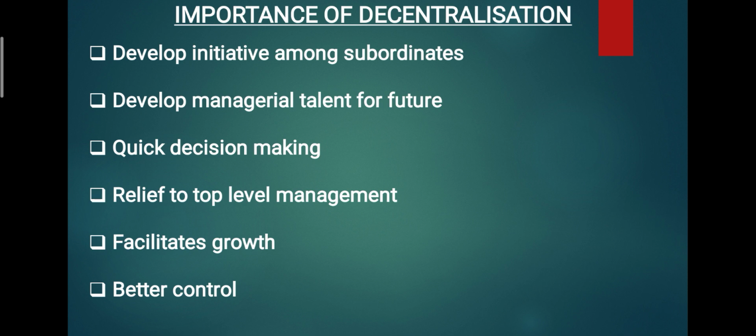Develop managerial talent for future. By dividing the work among all the subordinates, they will be able to solve the complex task also. हो सकता है in the beginning they will solve it slowly, but afterwards they can solve it independently. Beginning में उनको help की ज़रूरत पड़ सकती है, बाद में they will work independently and they will become expert in the field and they can be the future managers also.